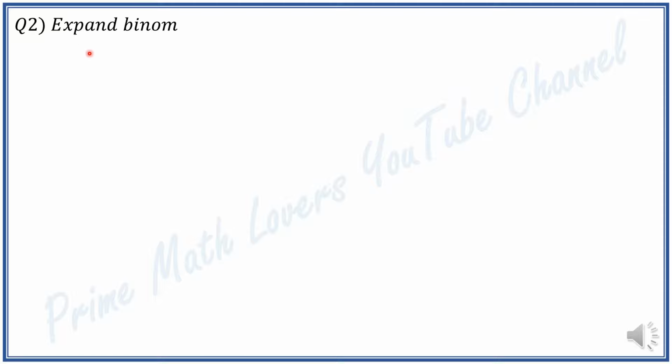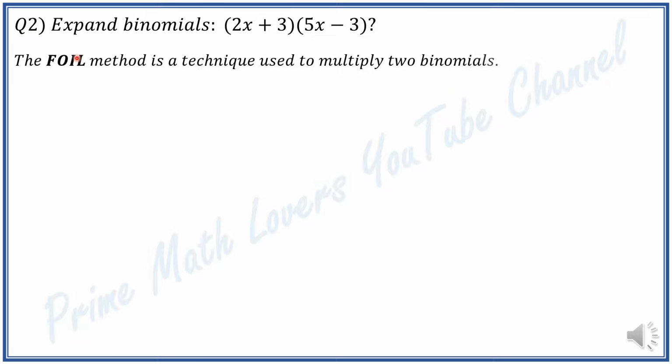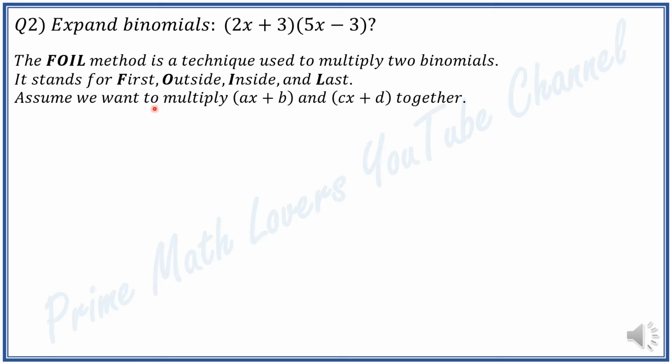Question 2. Expand the binomials 2x plus 3 times 5x minus 3. For multiplying two binomials, we use the FOIL method. The FOIL method is a technique used to multiply two binomials. It stands for first, outside, inside, and last. Assuming we want to multiply ax plus b and cx plus d together.